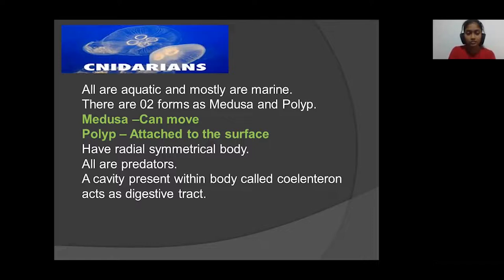Here you can see some pictures about animals without backbone. Now I will talk about the first topic under the invertebrates, known as Cnidarians.